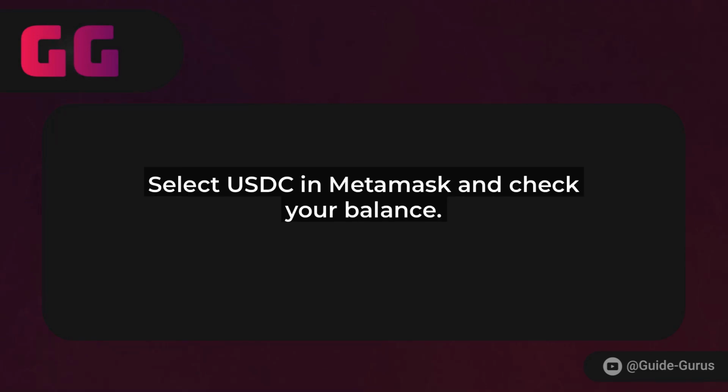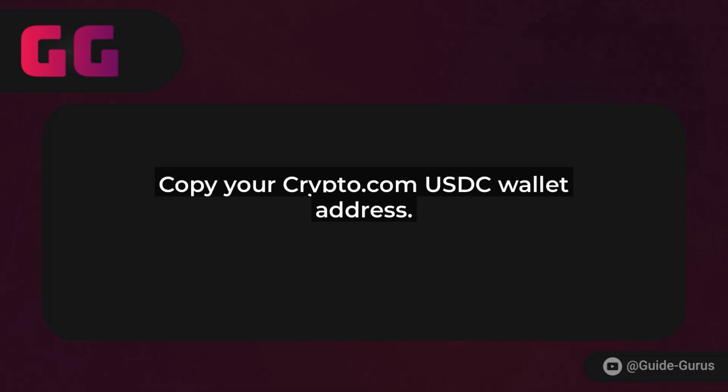Start by opening MetaMask on your browser or mobile app. Ensure you're connected to the Ethereum network, as USDC is an ERC20 token. If you're not, switch networks quickly from the top of the MetaMask interface. Next, select your USDC token from your wallet assets. You'll see your balance. Double-check it to confirm how much you want to withdraw.